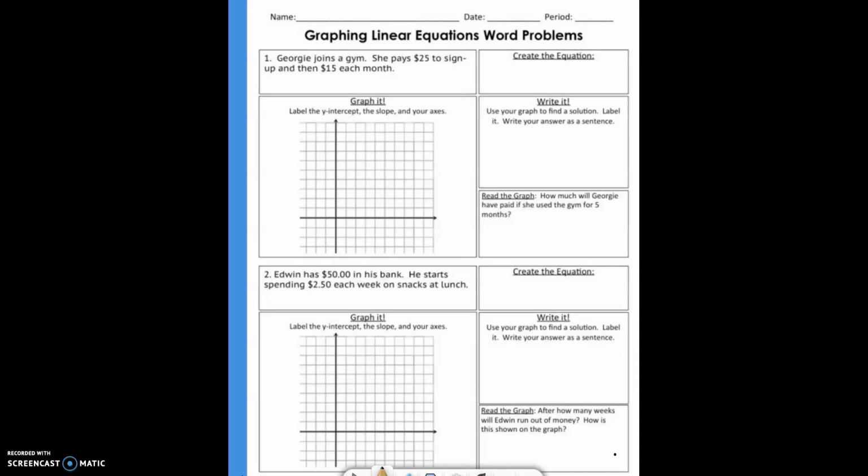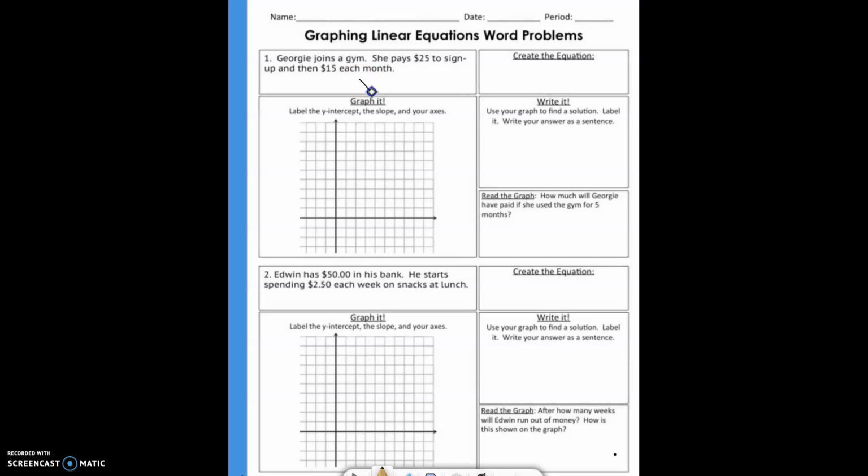Right, so what we're going to do now is take some real life equations and put them on a graph. Okay, so let's take a look. Georgie is joining a gym and she's paying $25 to sign up and $15 for each month. So let's come up with an equation.